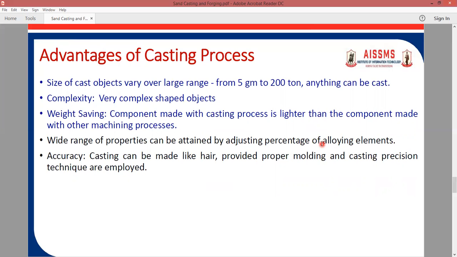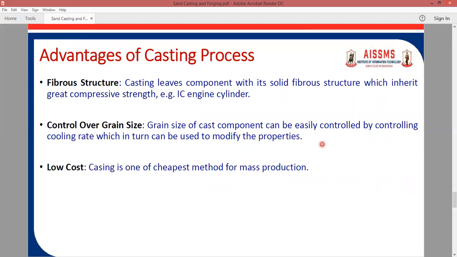What are the advantages of the casting process? The advantages: first, any complex part can be casted. The second one is heavy components can be casted. Then the third one is accuracy is a bit good. Then weight saving components can be manufactured using castings at reasonably low cost. Then the structure of the casting is fibrous, with low grain size and low cost. You can achieve control over its grain size. So these are the advantages of the casting process.